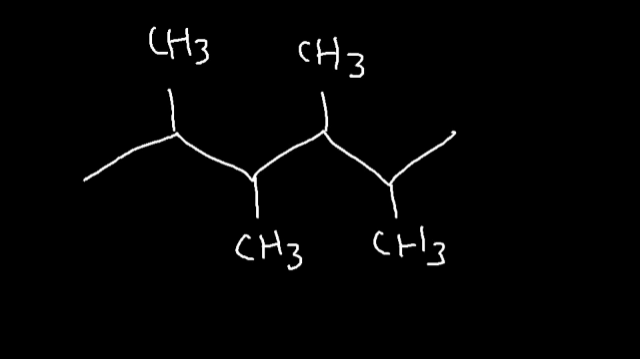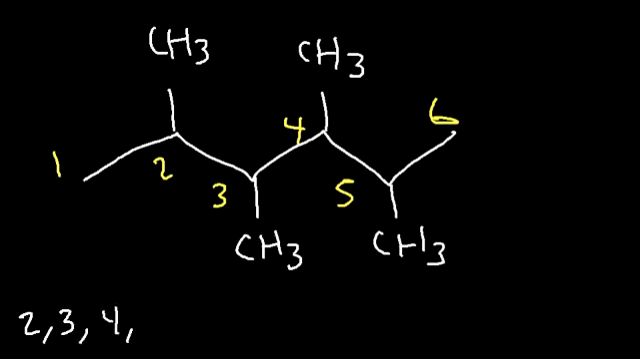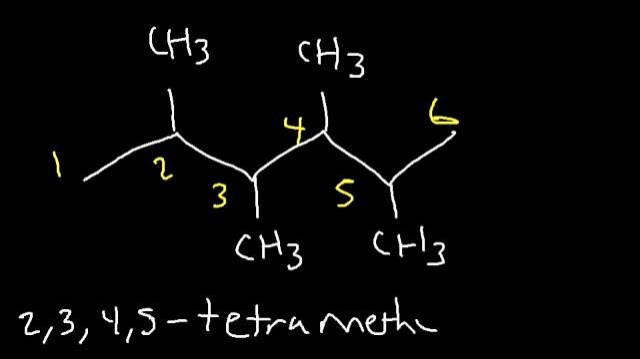Now what about this one? How can we name it? For this particular example, it doesn't matter which direction we count it, because if you count it in either direction, you're going to have a methyl on 2, 3, 4, and 5. So to name it, it's going to be 2, 3, 4, 5. Since we have 4 methyls, it's going to be tetramethyl. And the parent chain contains 6 carbons, so hexane. Tetramethylhexane.